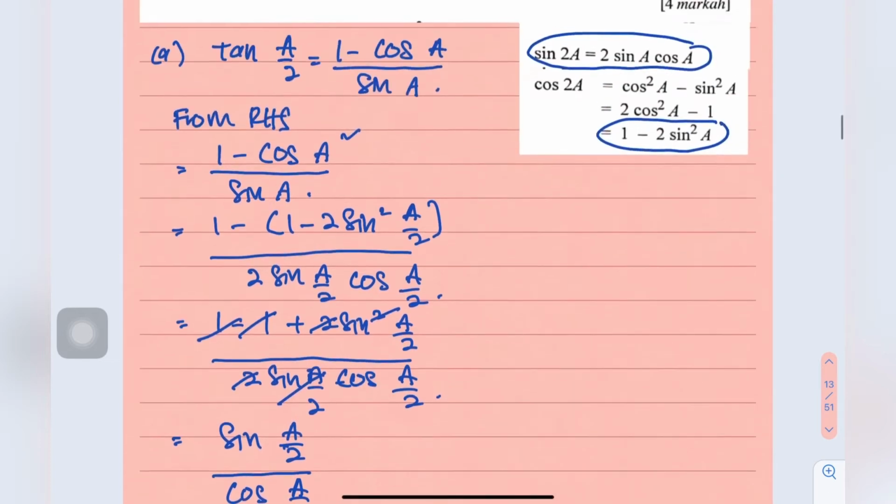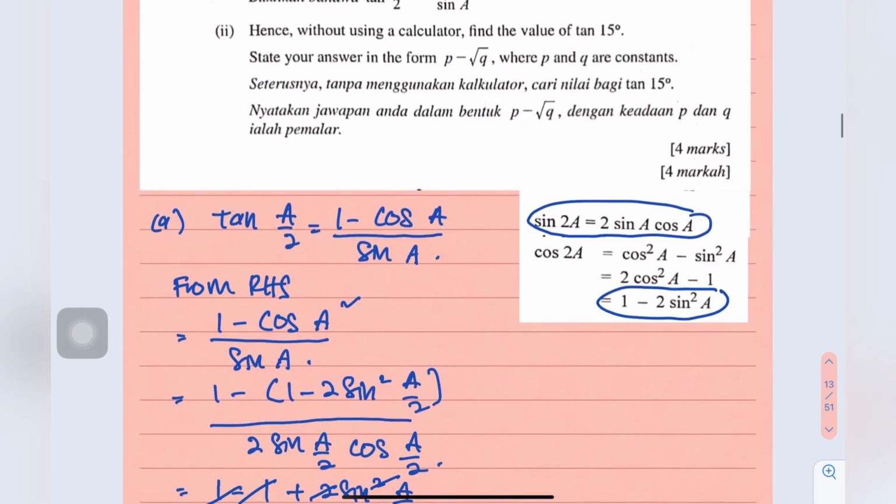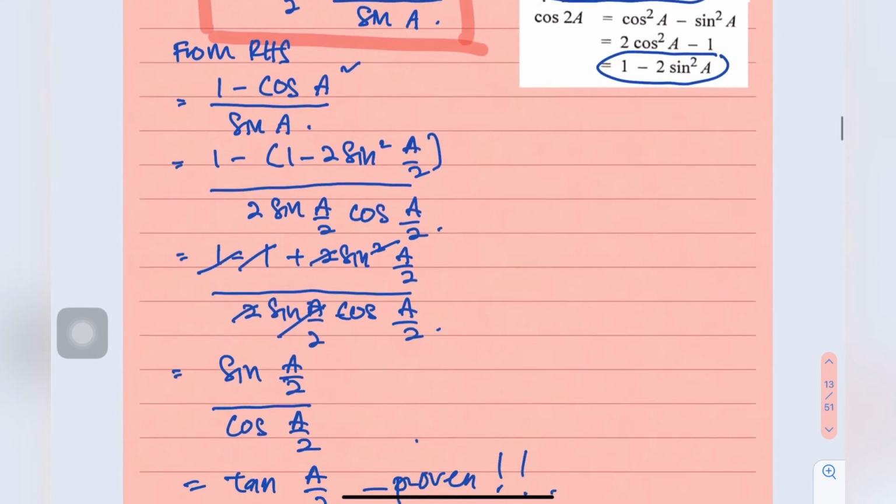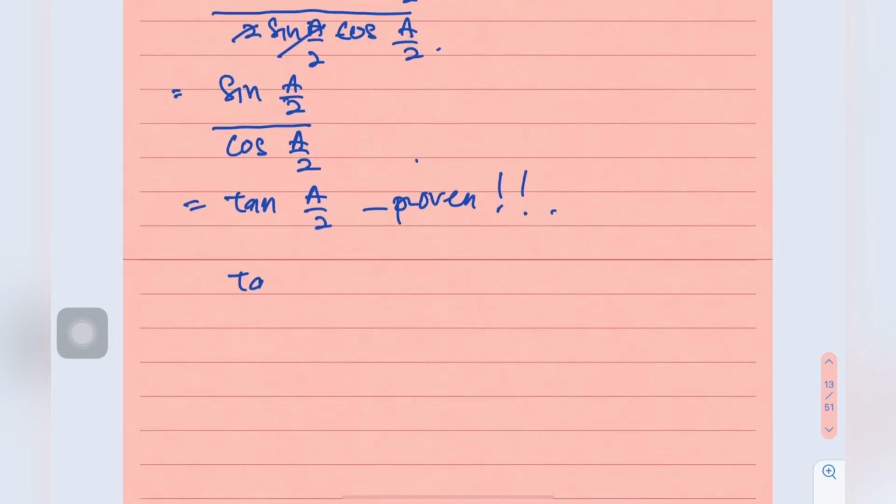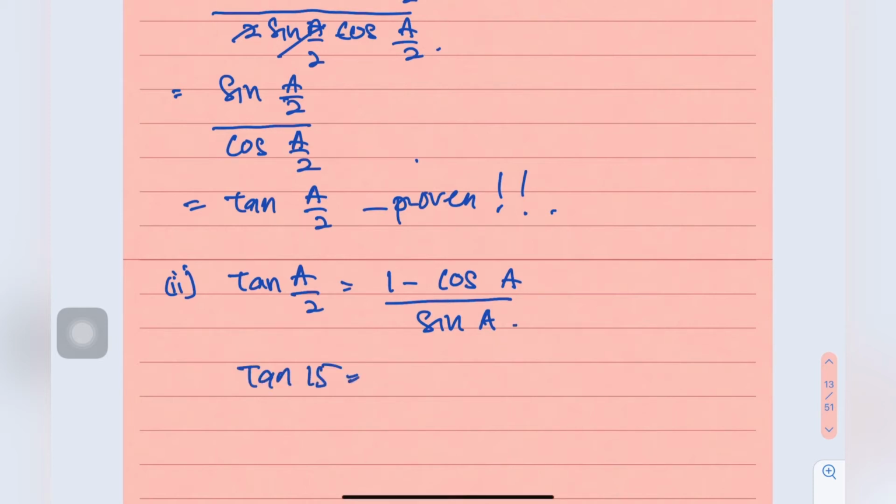Okay, so now the next question. We are told "hence", meaning that we need to use the answer from question A1. Without using a calculator, find the value of tan 15°. From this, tan(A/2) equals (1 − cos A)/sin A. So for tan 15°, A becomes 30°, so (1 − cos 30°) over sin 30°.